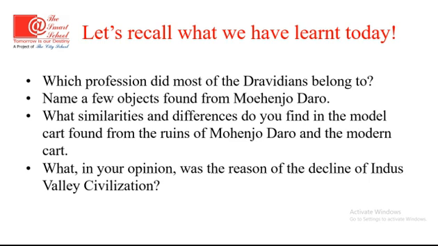So let's recall what we have learned today. Which profession did most of the Dravidians belong to? Name a few objects found from Mohenjo-daro. What similarities and differences do you find in the model cart found from the ruins of Mohenjo-daro and the modern cart? What, in your opinion, was the reason of the decline of Indus Valley civilization?